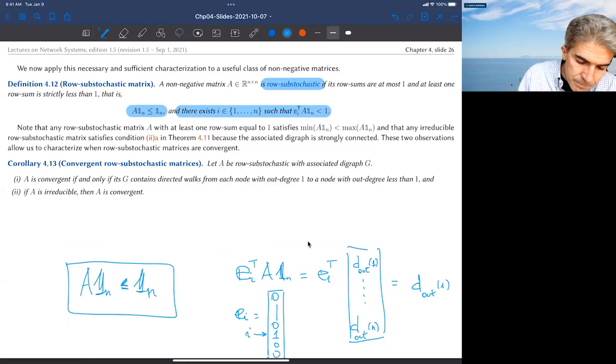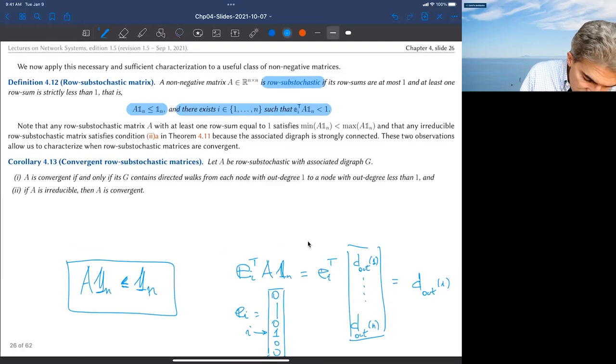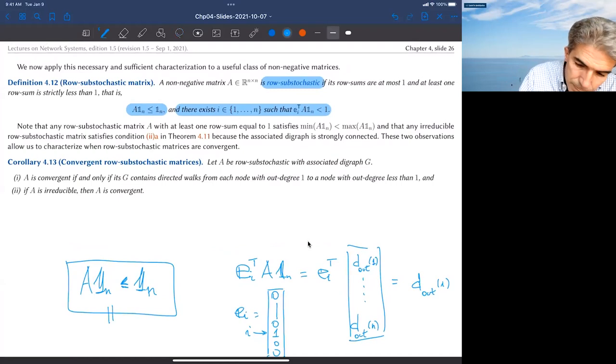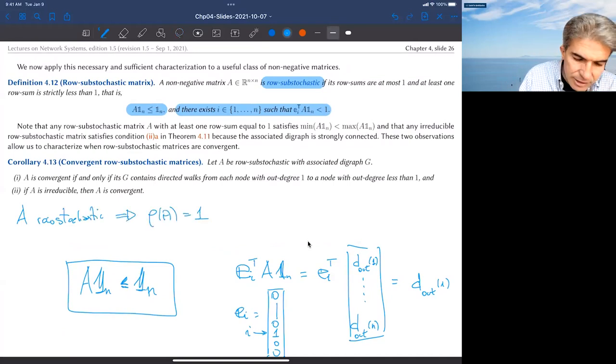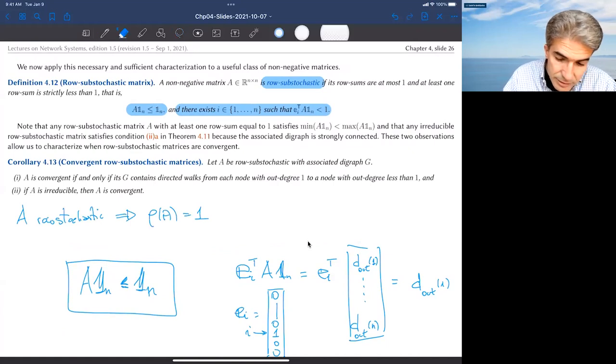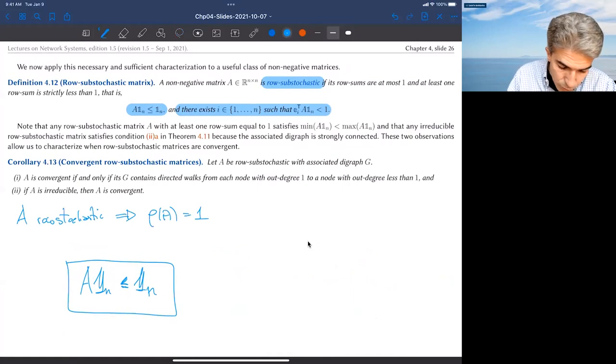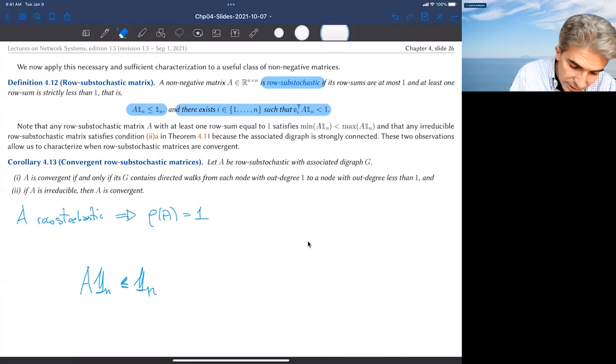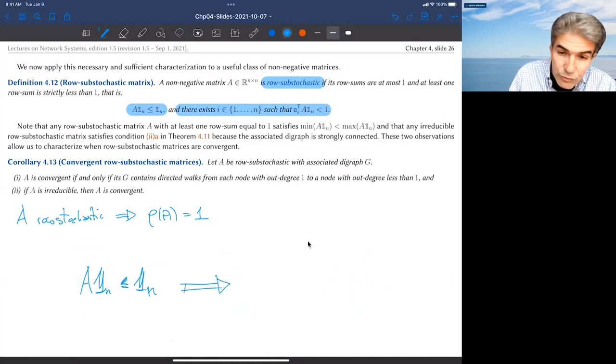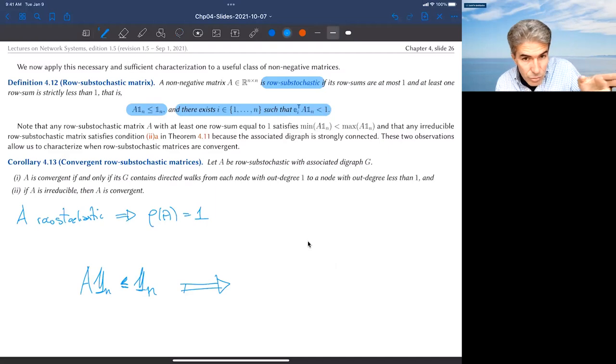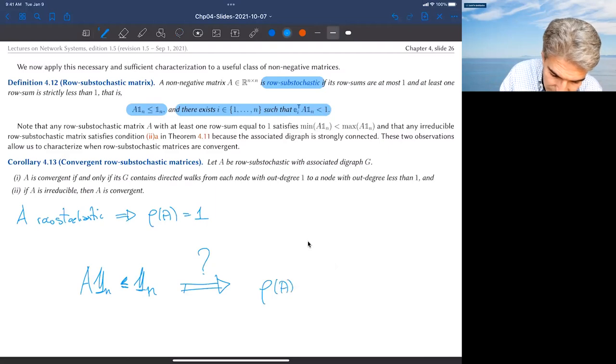Now remember that we just said that if A is row stochastic, then rho of A is identically equal to one. Now it makes an enormity of sense to ask yourself the question, suppose I have a matrix which is row substochastic. If you take one row and subtract a little bit of mass from some entries where there is mass, then that row sum is going to be less than one. Is it true, when is it true that this implies that rho of A is less than one?